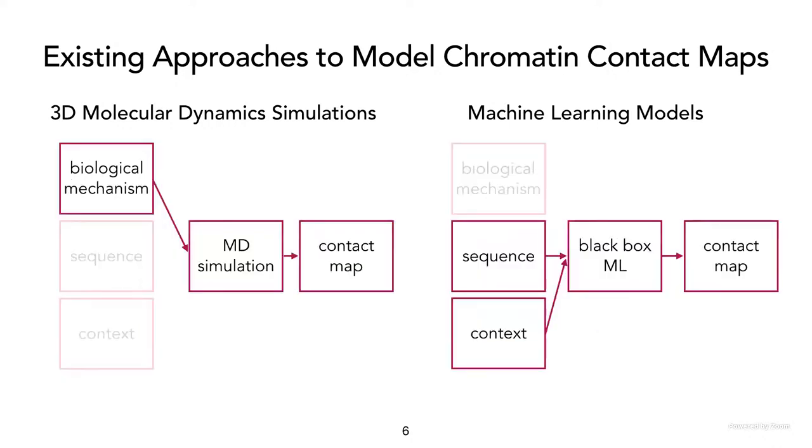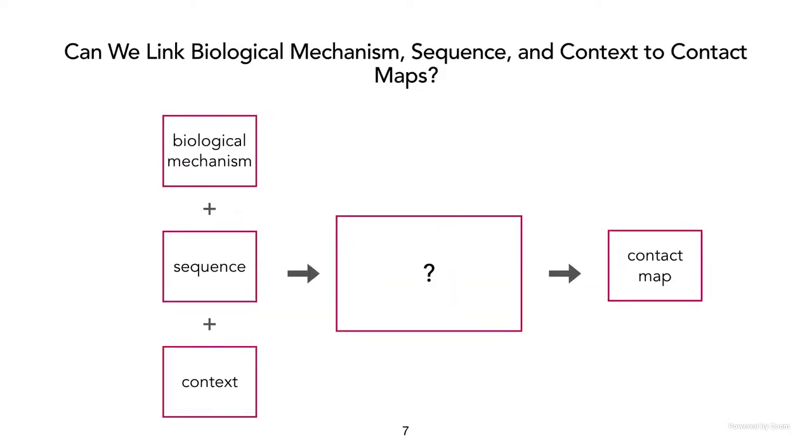So now if I abstract those approaches, 3D molecular dynamics simulations test and study biological mechanisms through the simulation, and we come to the contact maps. Whereas machine learning models take sequence in the context through a black box to arrive at the contact map. Now, Cooney actually merged all three together to arrive at the final contact map.